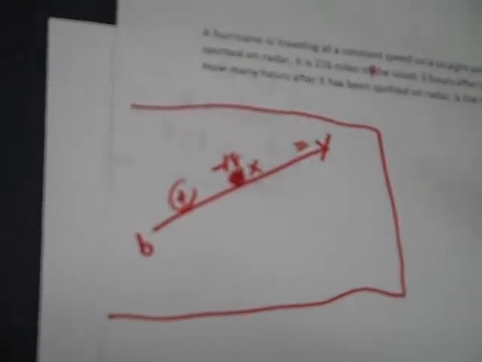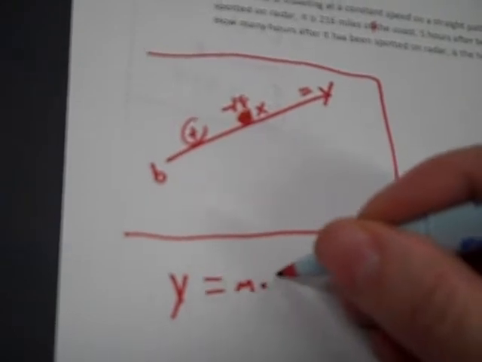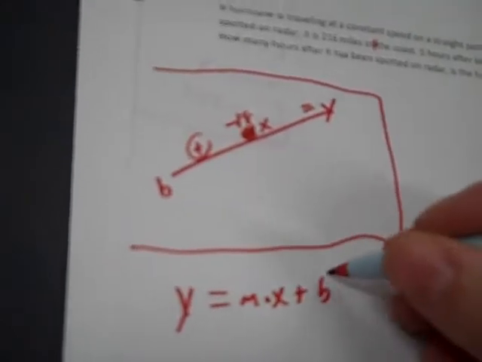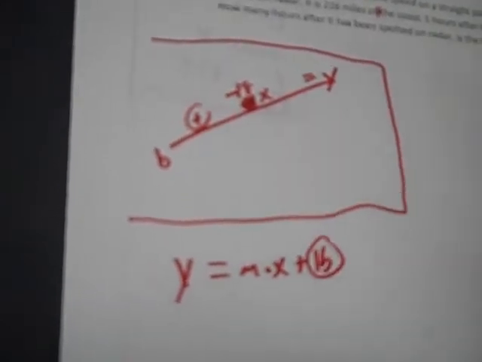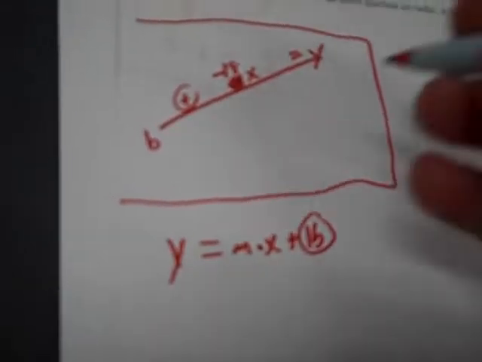Now I have to figure out my b. It's not there for me. If m wasn't there for me, b certainly isn't. I don't know how many miles it started away from the town when they first saw it on radar. So y equals m times x plus b. Now circle your b. You put a 1 in front if you want. It's not being really multiplied by anything, but it's technically 1.